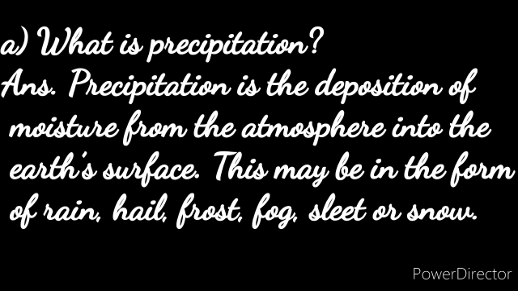Answer is precipitation is the deposition of moisture from the atmosphere into the earth's surface. This may be in the form of rain, hail, frost, fog, sleet, or snow. Means the deposition of moisture from the atmosphere into the surface of the earth is known as precipitation. It can be in different forms like rain, hail, frost, fog, sleet, or even snow.